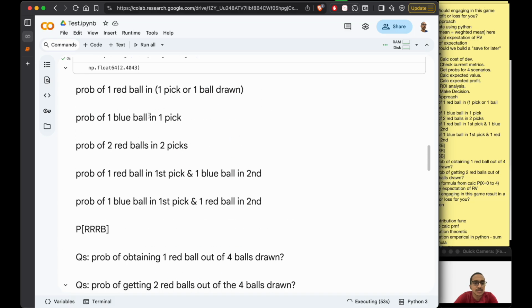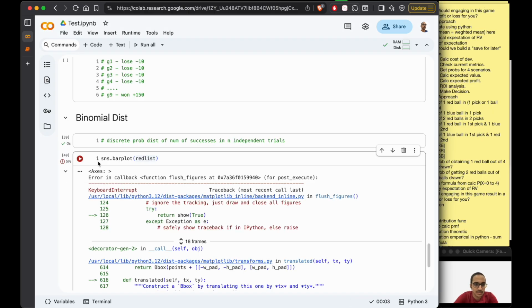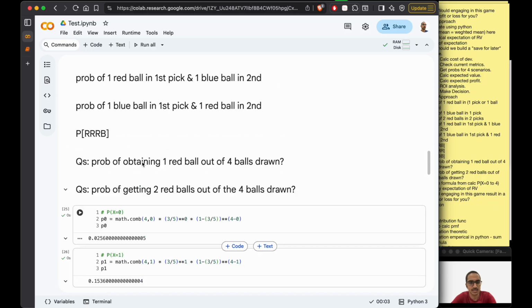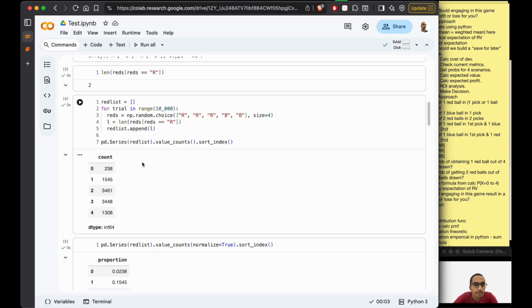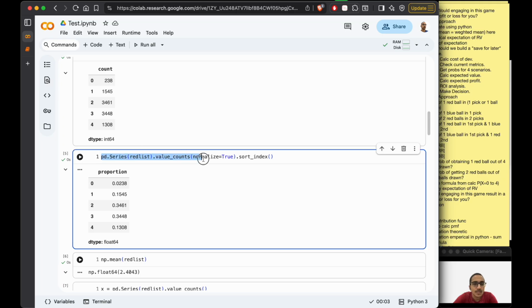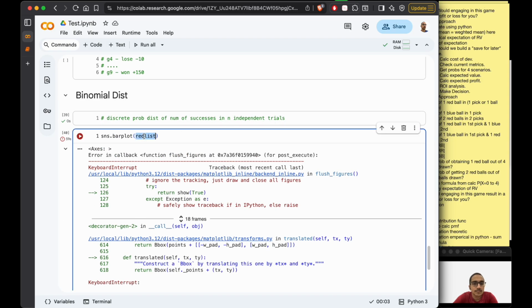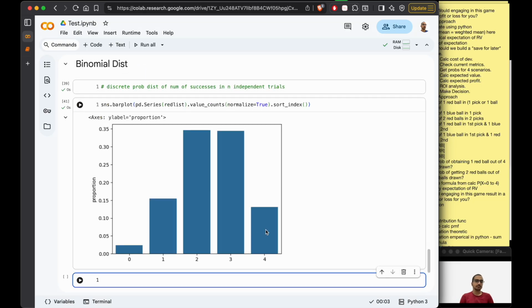Okay. I guess there are too many of them. Okay. So we should not do it on the red list because there are 10,000 of them. It's trying to plot 10,000 bars at once. So what we'll do is we'll do it on the probabilities. We'll go with this one. There it is. So if you see here, these are our PMF values.